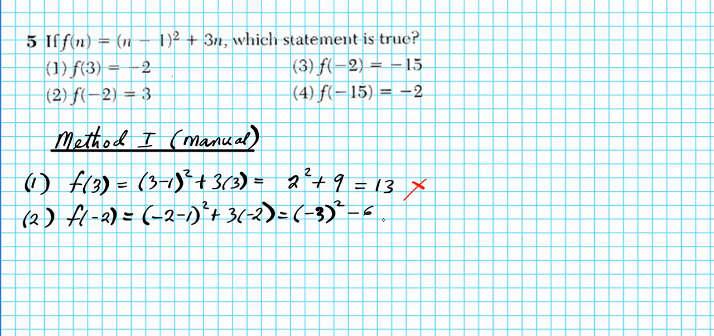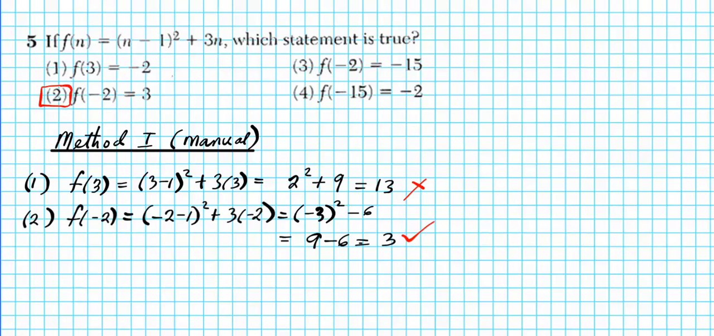Now here you want to be careful, okay? Negative 3 squared, the sign changes to positive 9. 9 minus 6, okay? 9 minus 6 is 3. So that matches. F of negative 2 equals 3. This is our correct answer, option number 2.